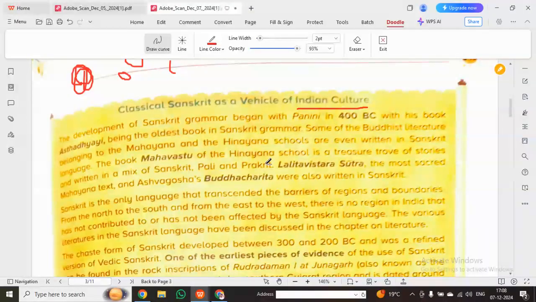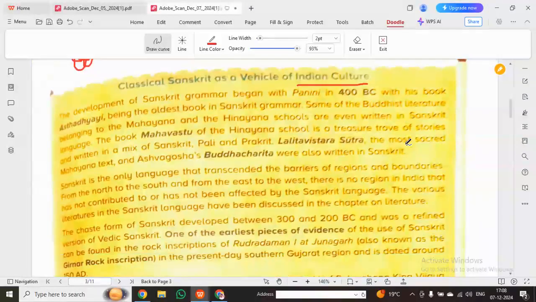Some of the Buddhist literature belongs to the Mahayana and Hinayana schools. We have done the schools of architecture also, so you can go back and go through them.